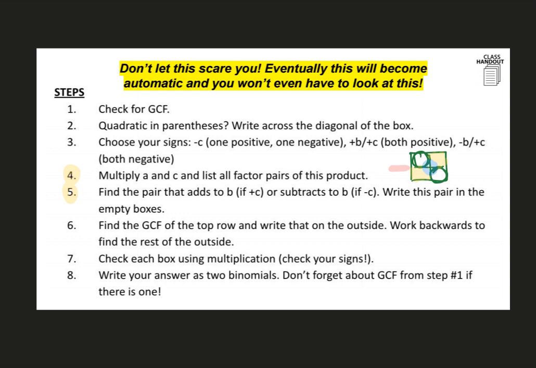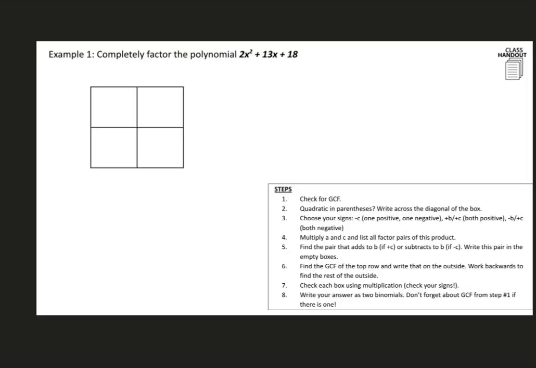All right, so let's look at an example, just to make sure this isn't too overwhelming. So here is our first example. It says completely factor the polynomial 2x squared plus 13x plus 18. So number one, it says check for a GCF. To check for a GCF, I'm going to look at my coefficients 2, 13, and 18 to see if they have any factors in common. Well, my only factors of 2 are 1 and 2. And since 13 is odd, I know that there's no common factor other than 1, which means that there's no GCF. So I'm going to say no GCF.